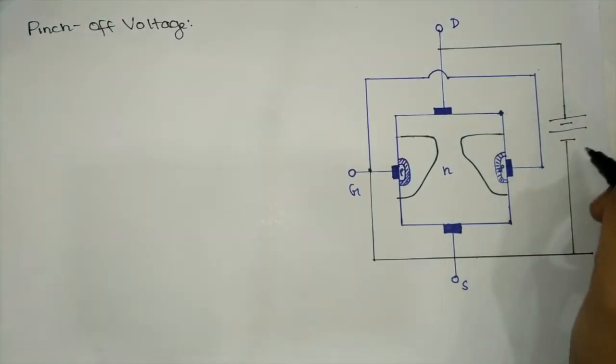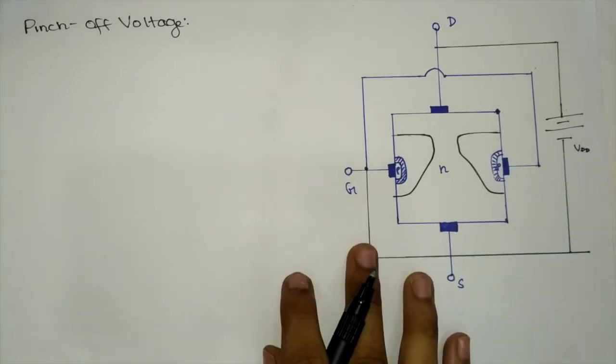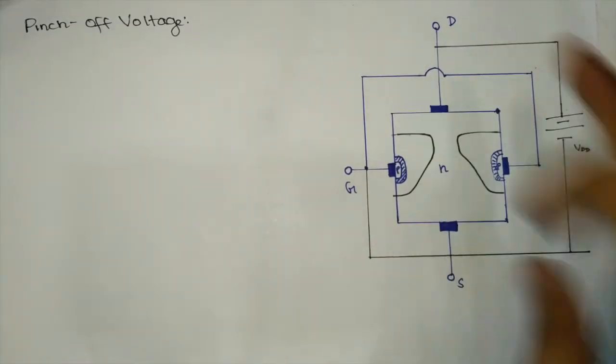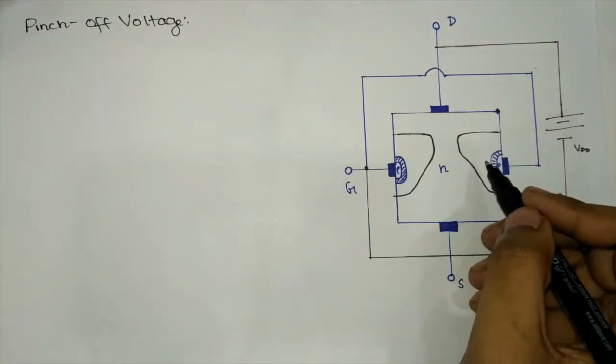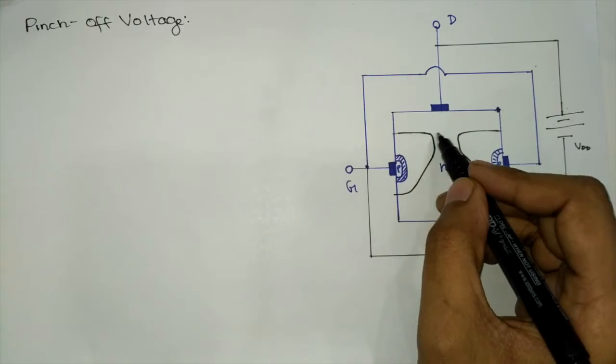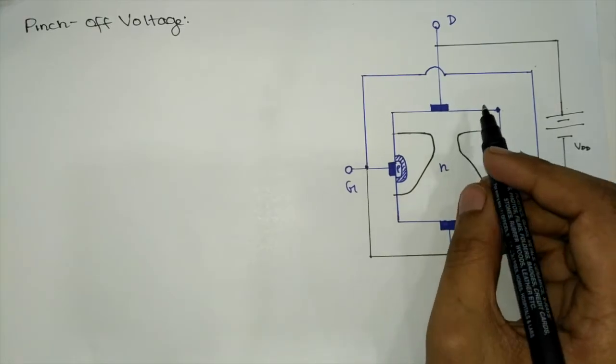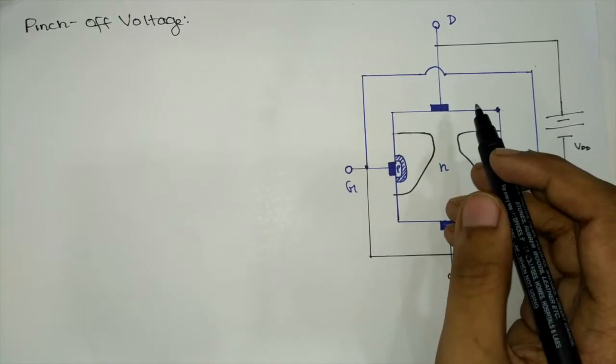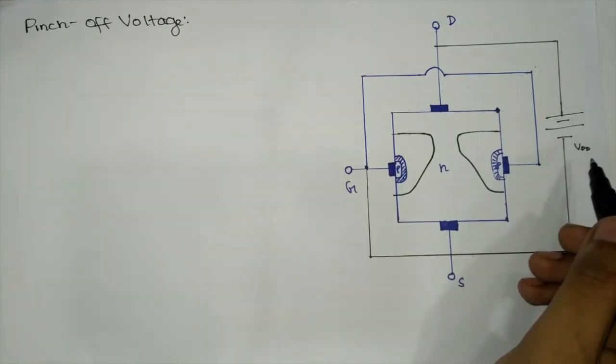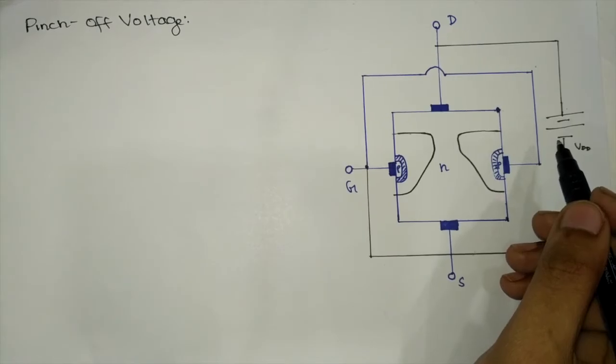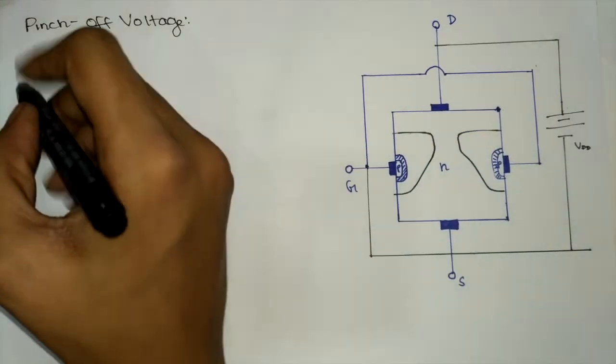But if we keep on increasing the value of VDD or VDS, we would get a certain condition when these depletion regions almost touch each other. This condition is known as pinch off, and the potential at which this occurs is known as the pinch off voltage.